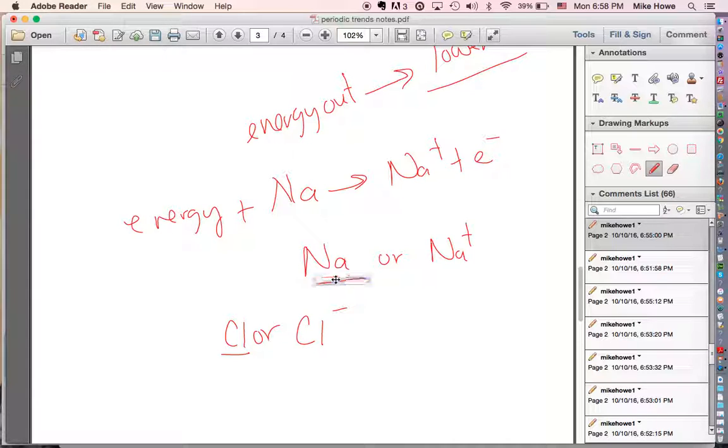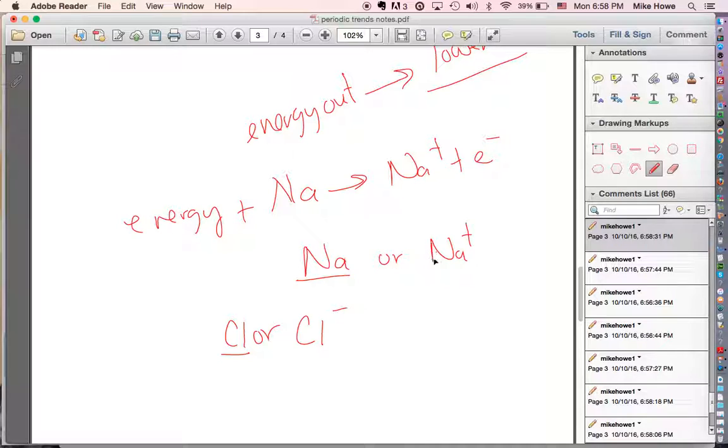Up here, which is higher energy, it was Na. No. I'm rushing because my wife told me dinner was ready. It'd be right here. Tonight was her night to cook.